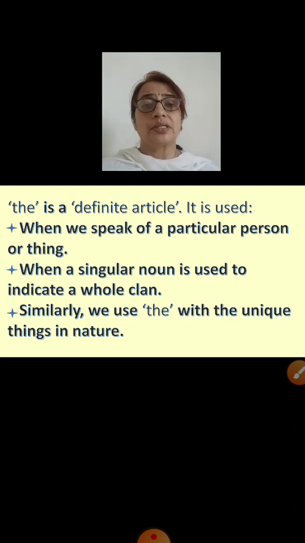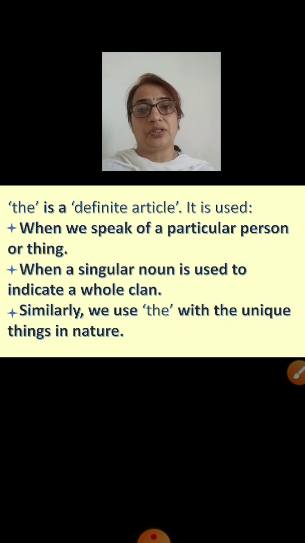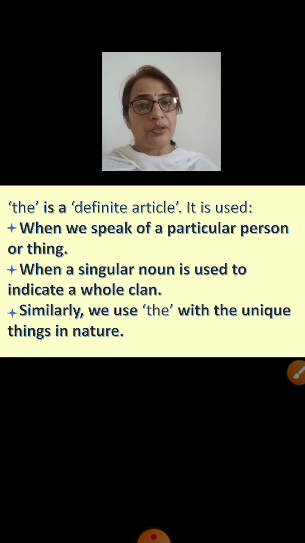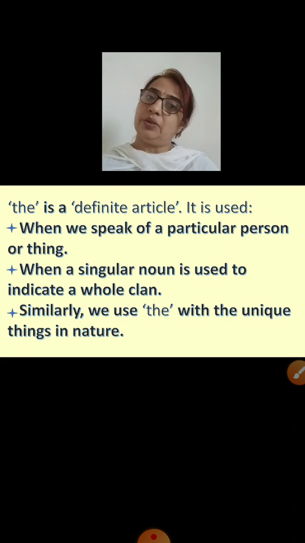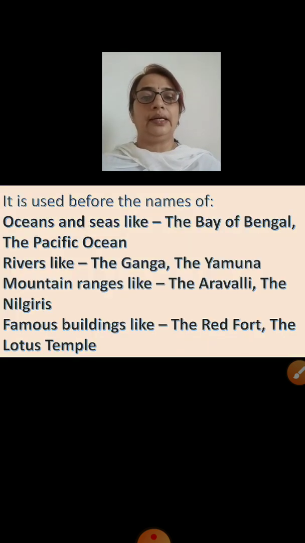Similarly, we use the with the unique things in nature, like the sun, the moon. Okay, one in number in nature. So these are the three important things you have to remember while using the definite article: when we speak of a particular person, when a singular noun is used to indicate a whole class, and similarly we use the with the unique things in nature.